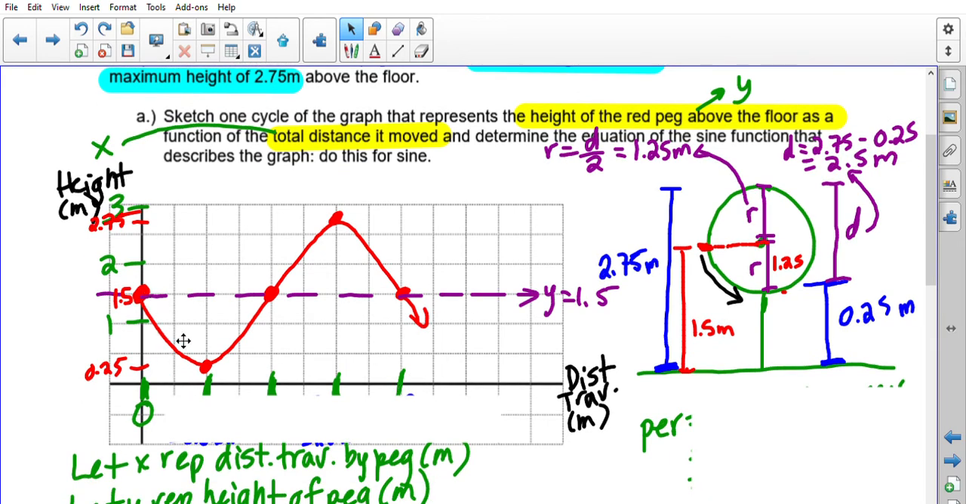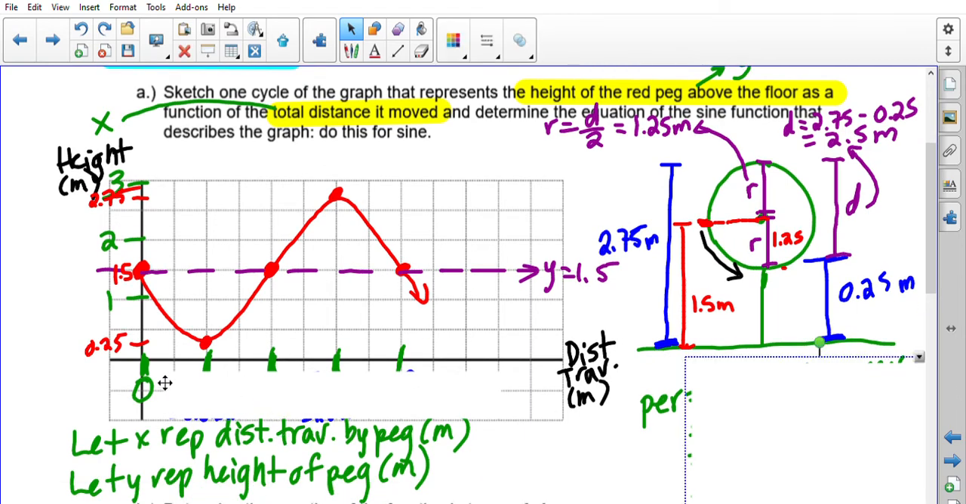And as you can see, this looks like a reflected sine cycle. So when we find our equation, A will be positive if we're working with sine. All right, so now the tricky part. The height was easy to see, but now we have to figure out distance traveled at each of those points.